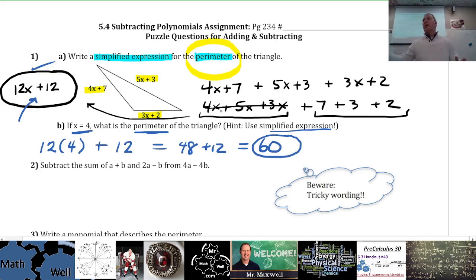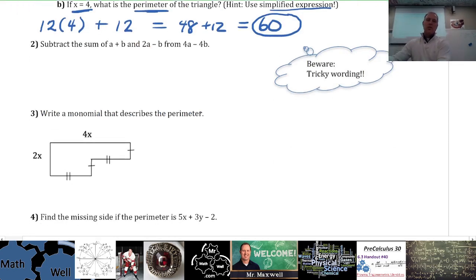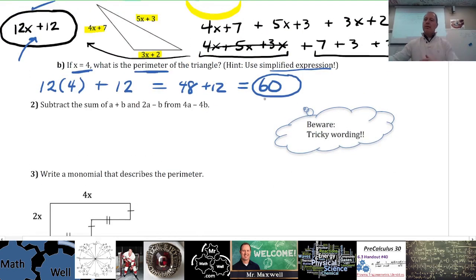Okay, that's question number 1. Any questions about that? All right, you know how to do that. Perimeter, simplified expression, you know what that means. Add everything up. Awesome. Okay, let's go to number 2. So here's where we get into some tricky wording. Okay, number 2 is a bit tricky.